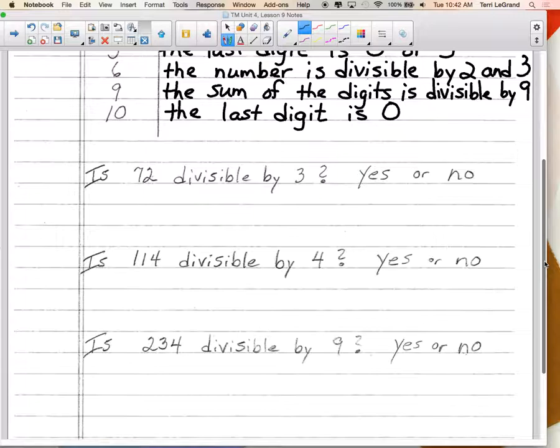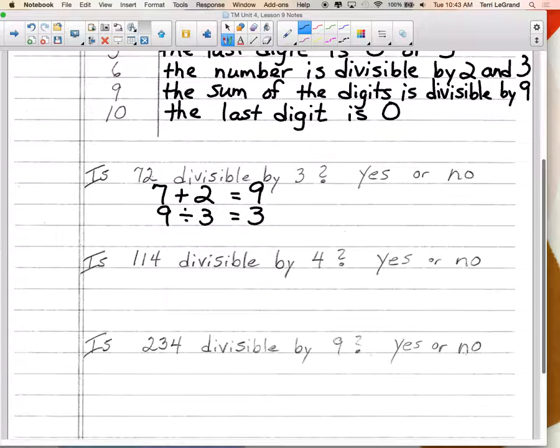It's the sum of the digits. We have to add 7 and 2 together. 7 plus 2, what does that equal? 9. And then we say, can I divide 9 by 3 and get an integer, no remainder? Is 9 divisible by 3? Yes, it is. So we get 3 when we do that.